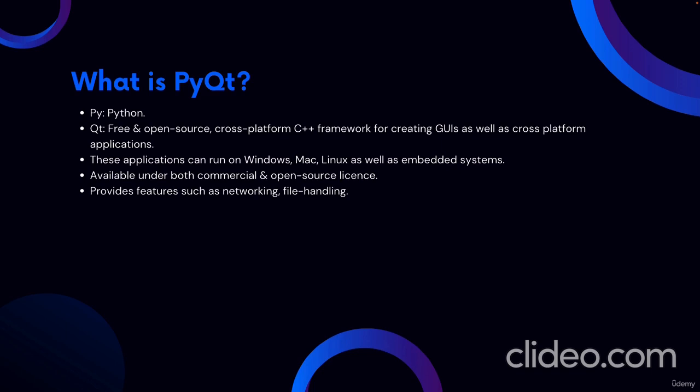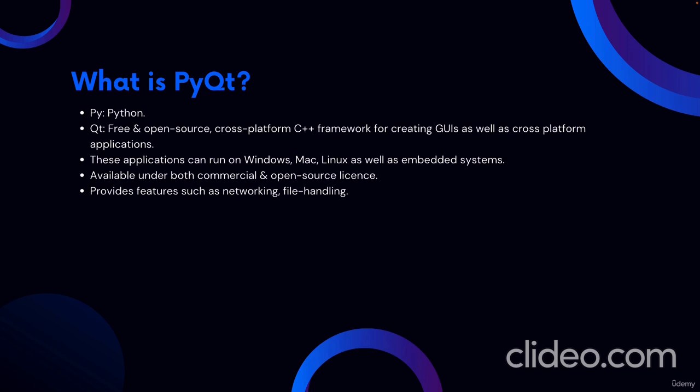Now this Qt framework is used for creating graphical user interfaces, and it's also used for creating cross-platform applications. By cross-platform applications, we mean applications which could run on multiple devices. They could run on Mac, Windows, Linux, Ubuntu, and these applications could run on embedded systems as well. So what exactly are embedded systems?